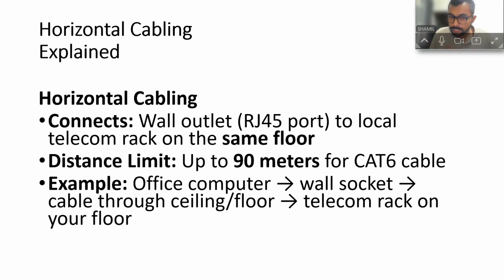So for example, as I said before, it connects from the office computer, that is your local equipment, to the wall socket. And from the wall socket, either the cable runs through the ceiling or through the wall, depending on the location and the convenience of the cabling. And also the aesthetic beauty is there. Other factors will also be involved while deciding the cable routing. As the cable passes either through the ceiling or the floor, it goes directly to the telecom rack on the same floor. So this is how a horizontal cabling is designed.